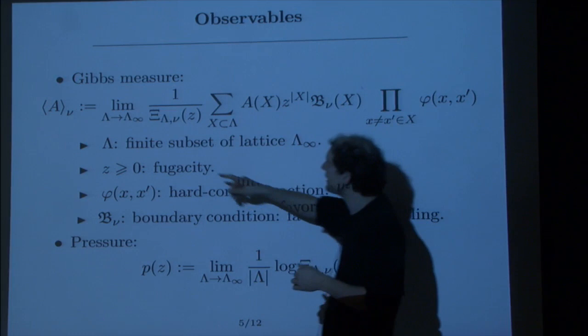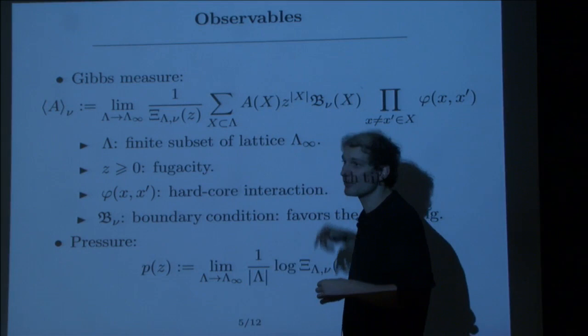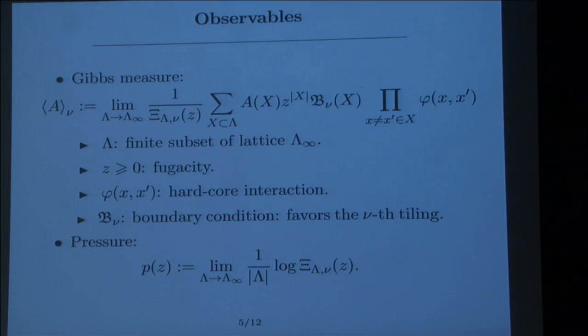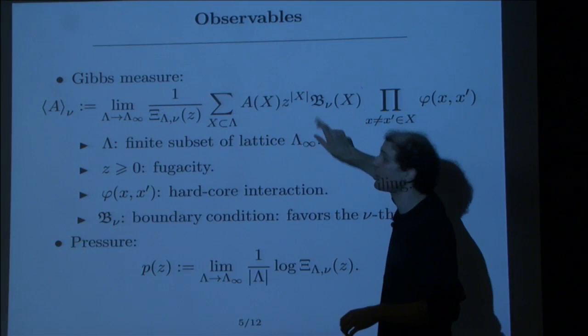Nu is the index of this tiling. B nu of x is the boundary condition. The boundary condition will essentially say that I have particles outside my box that all belong to this tiling nu, and the particles inside cannot overlap the particles outside. That's essentially what it is.